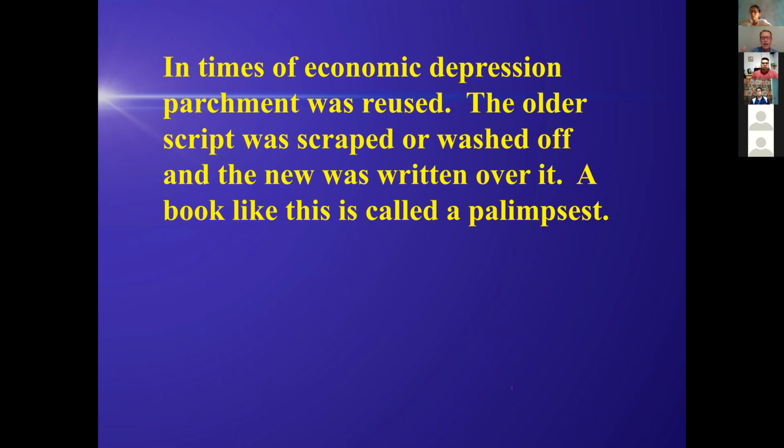Now, in times of economic depression, parchment was reused. The older script was scraped or washed off, and the new was written over it. And a book like this is called a palimpsest. Of the 322 uncials, 68 are palimpsests. Now, through using ultraviolet light, they can get back to what the original script was. Sometimes scribes made notes in the margins or the end of their manuscripts.